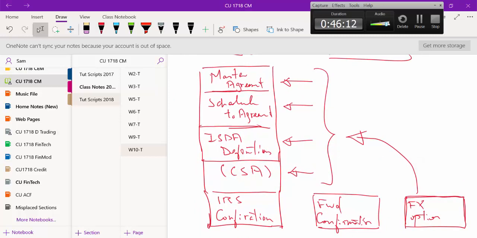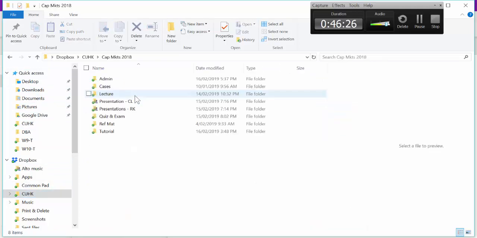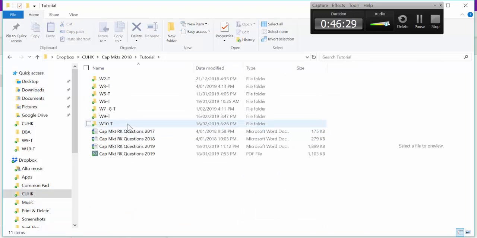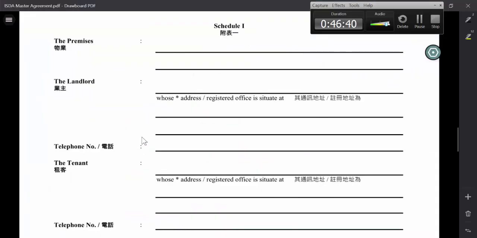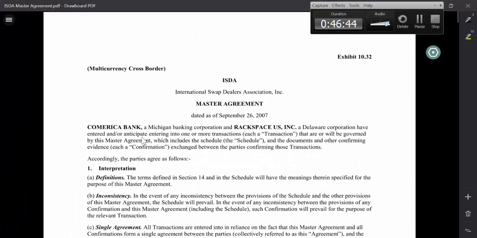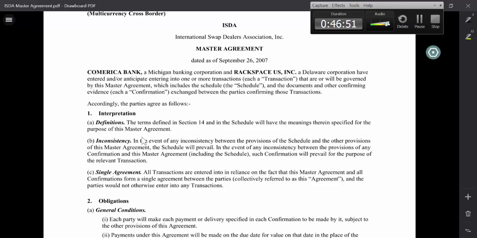Now, let me show you what a master agreement looks like. It's not the most exciting document in the world, but at least you know what it looks like. Okay, I want you to know what it looks like. And I can even put a copy in the Blackboard drive if you want to have a look at it. Okay, here's what the master agreement looks like. And this one actually was real. So it's a master agreement dated whenever between two parties, Comerica Bank and Rackspace US Incorporated, Delaware Corporation.